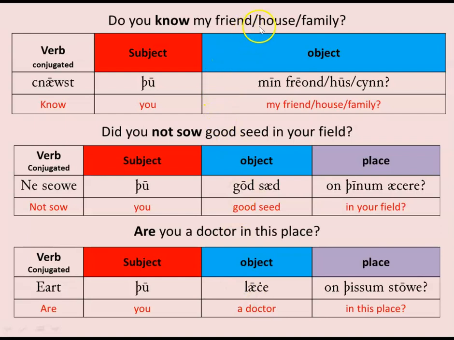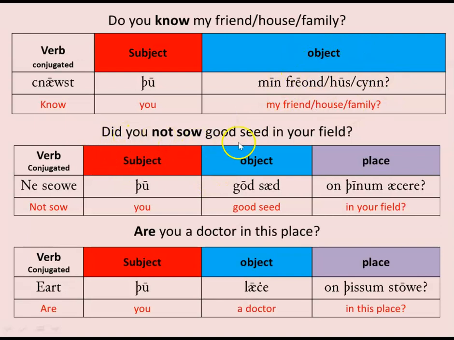Okay, do you know my friend, house, family? So there's three questions in there. Just combine them. But you could ask any one of those. Do you know my friend? Do you know my family? Etc. Okay. Kanaust thu min fareond hus kunne. Okay, so second person present tense singular, kanaust. Okay, thu min fareond hus kunne. Okay, so friend, house, family. Okay, verb first, subject, then object. Okay, over here, remember the object, this is all in the dative.